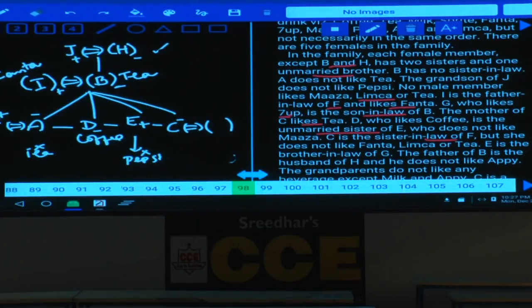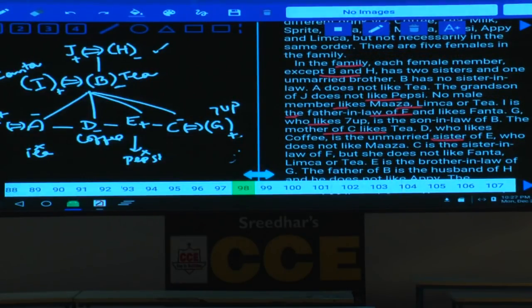Are you following this one or not? If G is married to C, now we have that information regarding this G. What is that information here? This G, who is the son-in-law of B, likes 7-Up, isn't it? The mother of C likes tea.